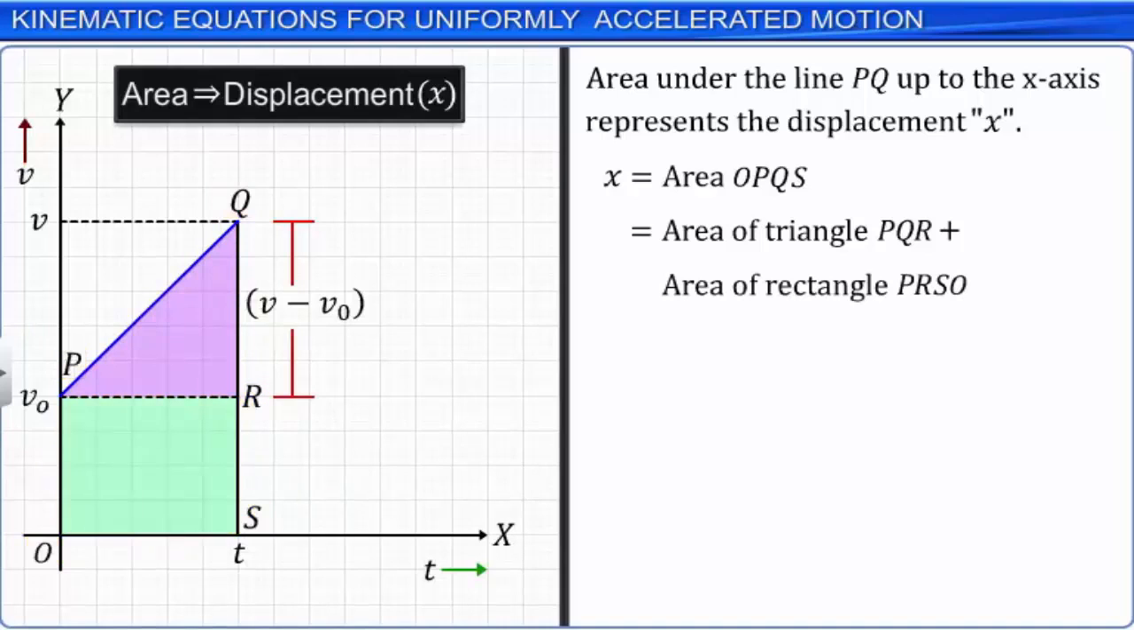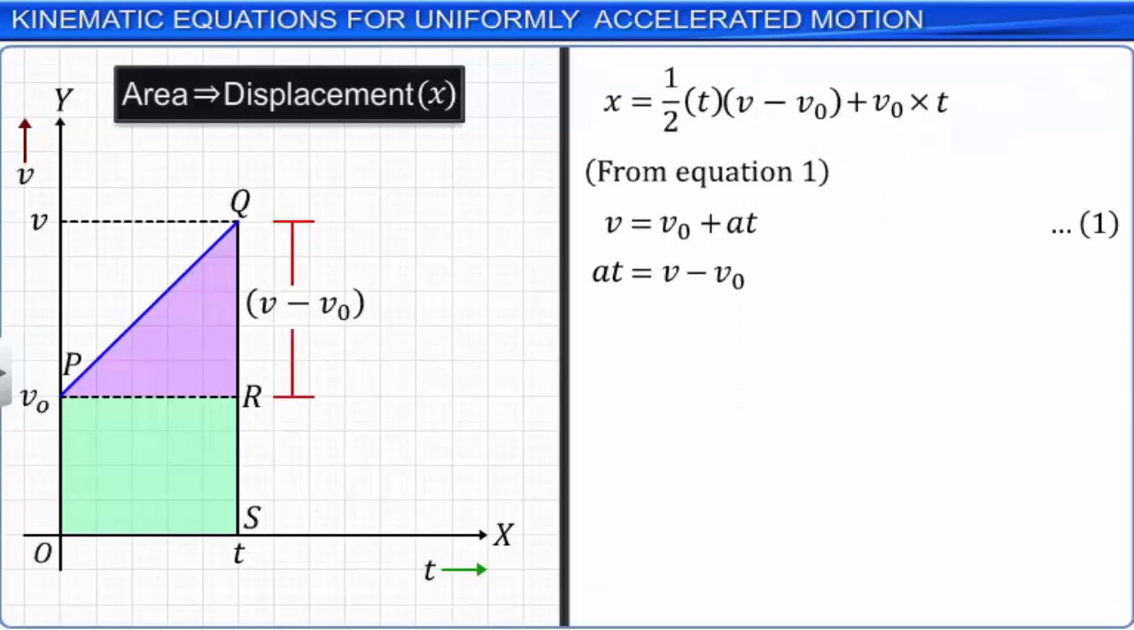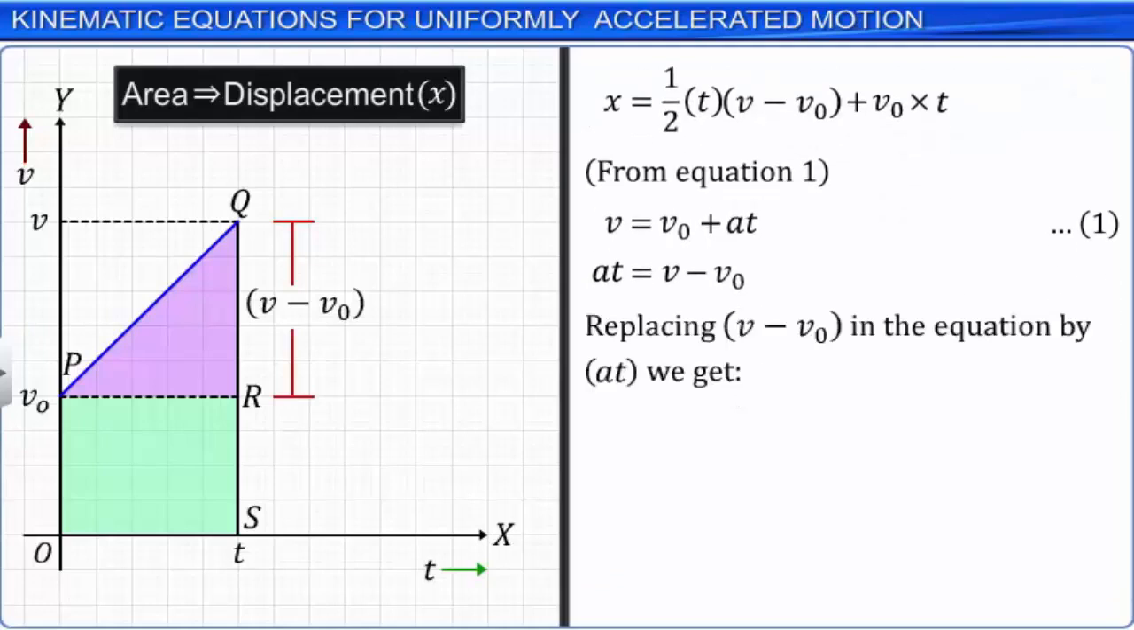From equation 1, the value of v is the sum of v0 and the product of a and t. Here, the product of a and t can be derived as the difference between v and v0. Now, replacing v minus v0 in the equation by at, we get x is equal to v0 into t plus half at square. This is equation 2 of motion.